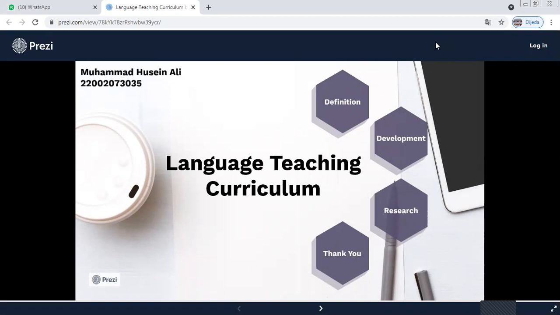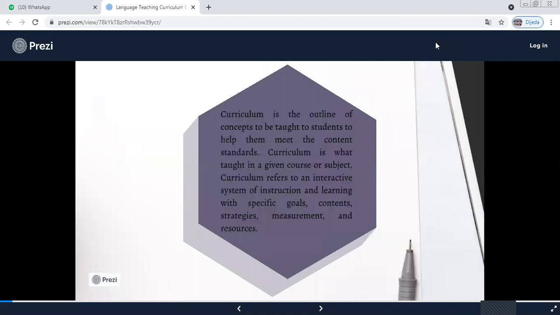Today, I would like to present my topic presentation about language teaching curriculum. The first, we are going to definition of curriculum. Curriculum is the outline of concept to be taught to students to help them meet the concept standard. A curriculum is what taught in a given course or subject. A curriculum refers to an interactive system of instruction and learning with specific goals, content, strategies, measurement, and resources.